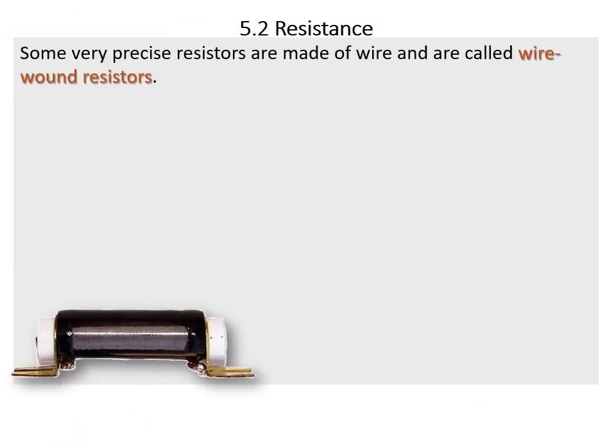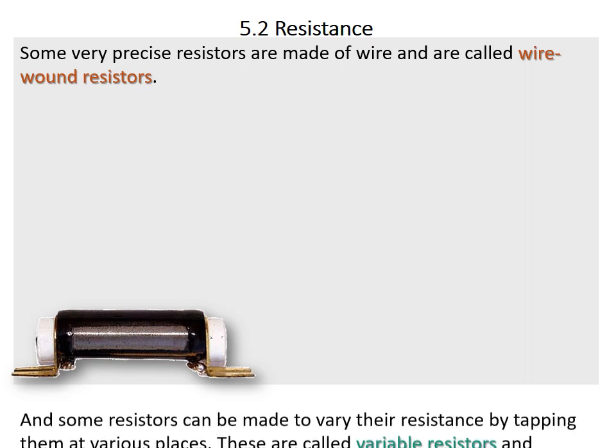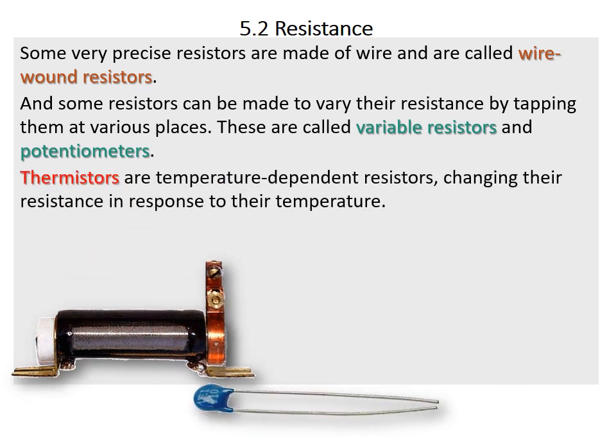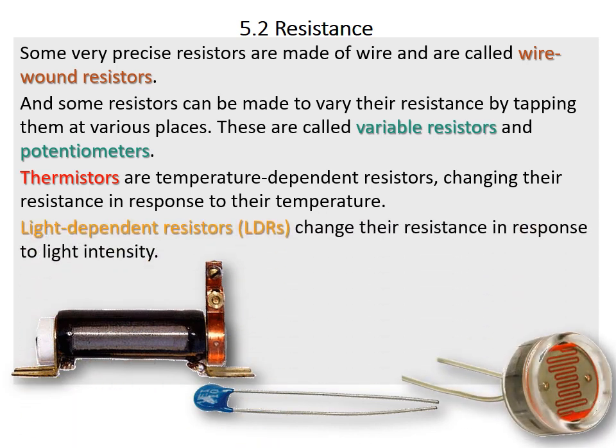Some resistors are very precise and made of wire. These are called wire-wound resistors. Some resistors can be made to vary their resistance by tapping them at certain places. These are called variable resistors and potentiometers. By tapping, I mean you can effectively shorten the length by choosing different places to attach your conductor. Thermistors are temperature-dependent resistors, changing their resistance in response to temperature. Light-dependent resistors, LDRs, change their resistance in response to light intensity.